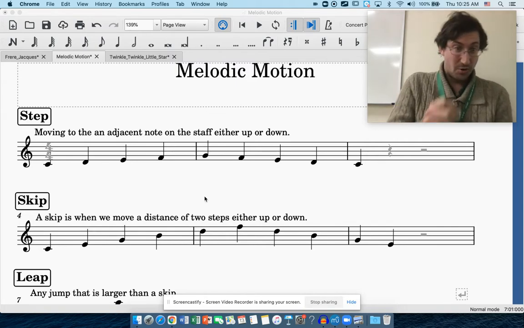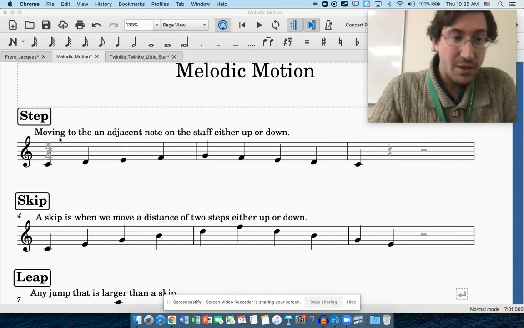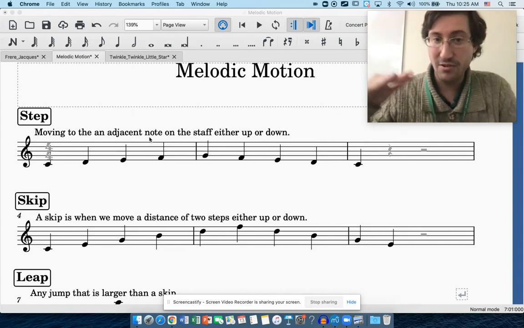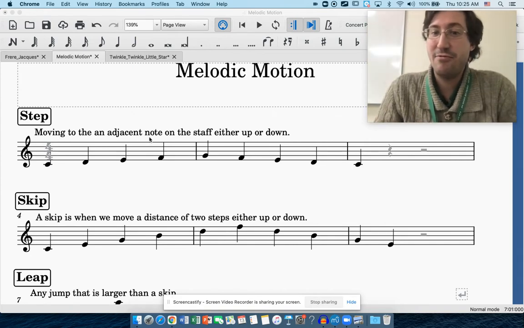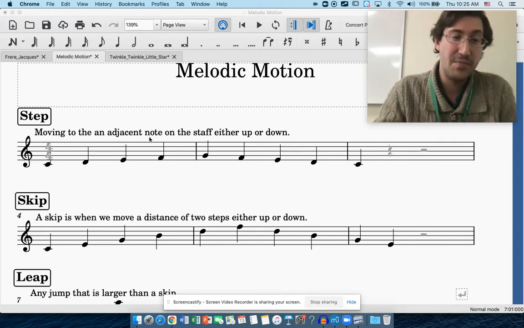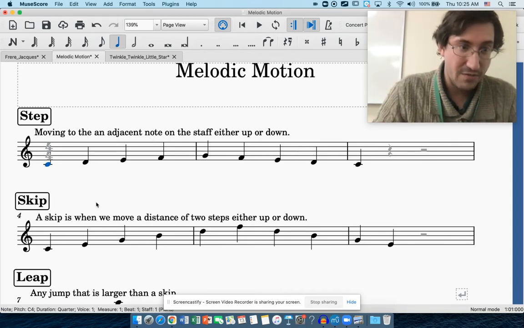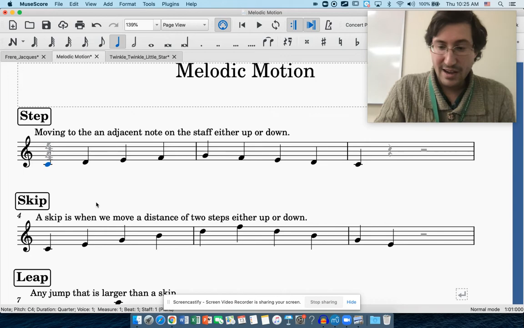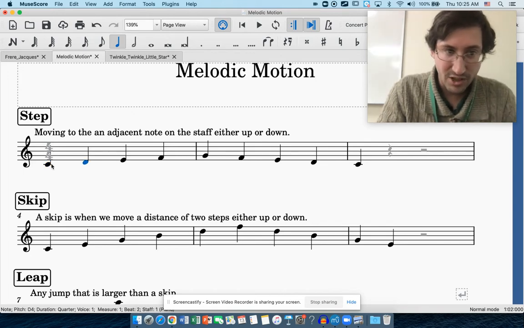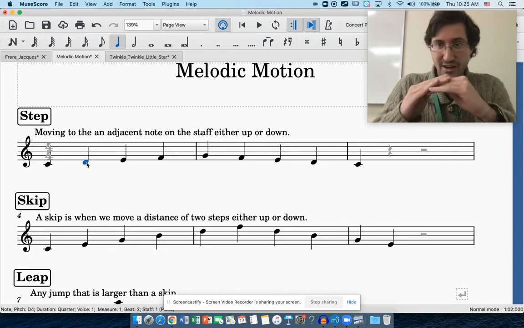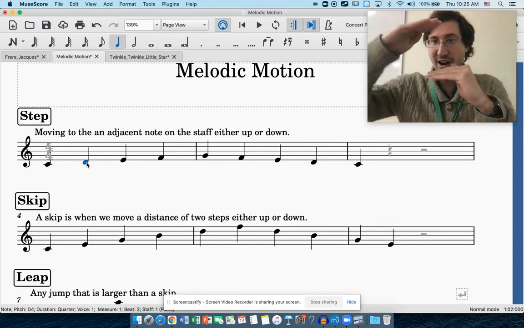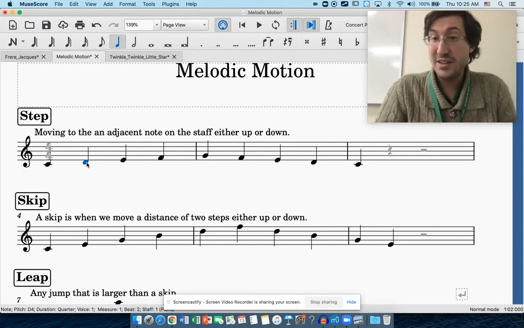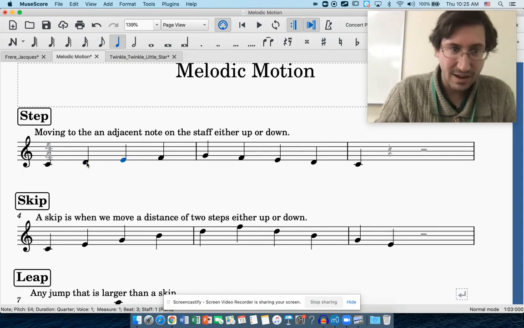So in stepwise motion, we are simply moving to an adjacent note, either up or down on the staff, right next door. Here we have the note C, and we moved up to the adjacent note D, right next door on the staff, to the next space or line above it. So that would be a step. D to E would be a step, right next door. E to F, F to G.